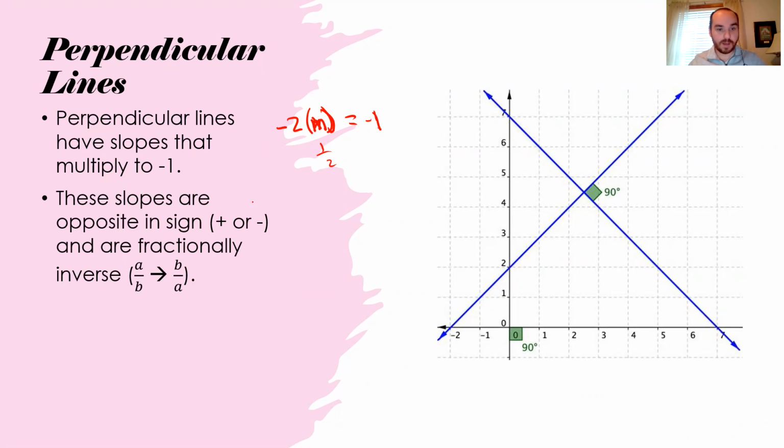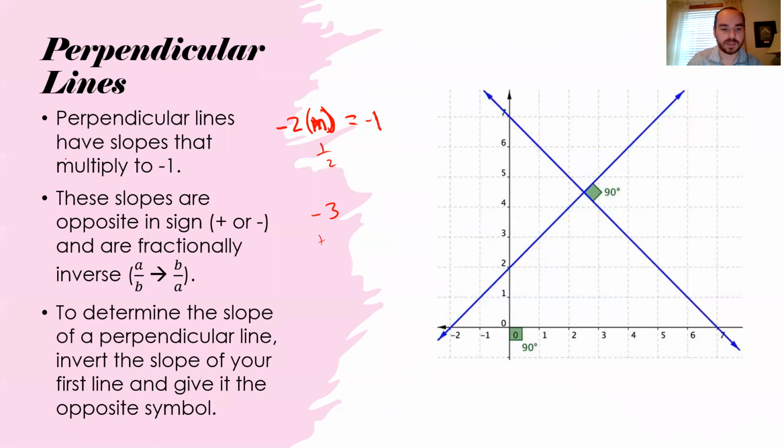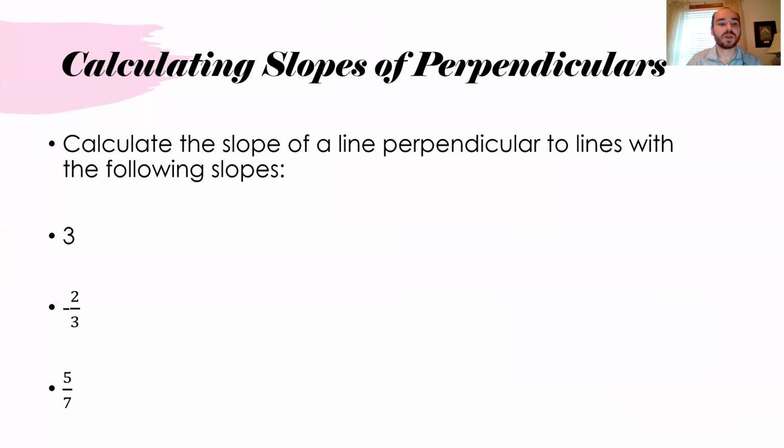So slopes are opposite in sign, plus or minus. If you have a slope of -3, then the perpendicular slope is going to be a positive number. They always have opposite signs. And then they are also fractionally inverse. If the slope you're given is a over b, then the slope you're going to use is b over a, and you also switch the sign. We'll look at a couple of examples for that. So to determine the slope of a perpendicular line, invert the slope of your first line and give it the opposite sign. Let's look at these specific examples.